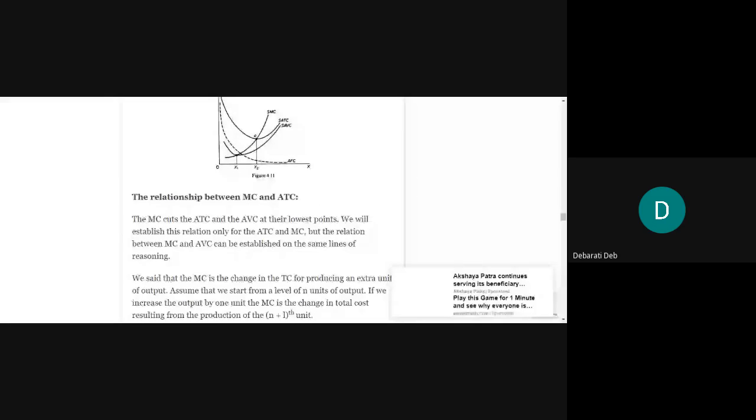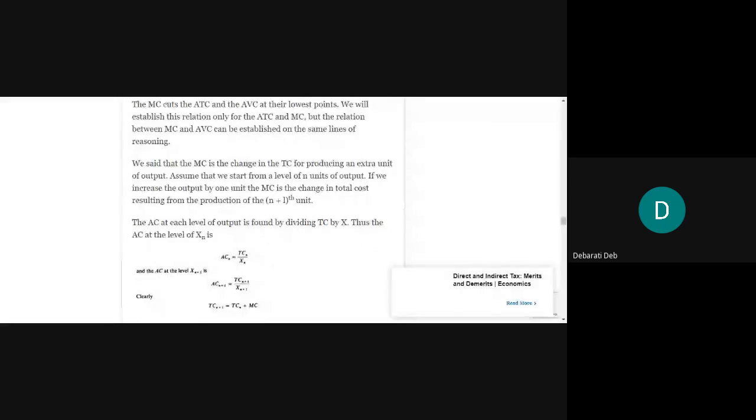We said that the marginal cost is the change in the total cost for producing an extra unit of output, right? Assume that we start from a level of n units of output. If we increase the output by 1 unit, the marginal cost is the change in the total cost that results from the production of which unit? The n plus 1th unit, or not? For producing that one extra unit, whatever is the change in the total cost, that is the meaning of marginal cost, right?